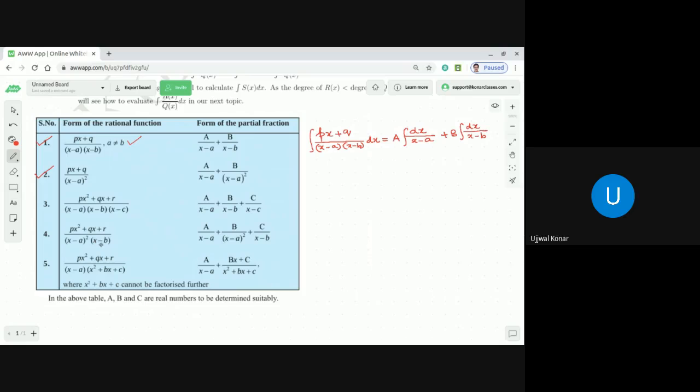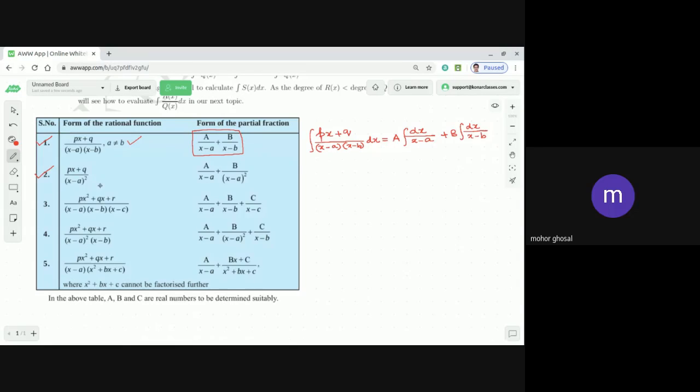By the way, one point is that in the first case, the denominator is x minus lowercase a into x minus lowercase b. And one condition is that lowercase a should not be equal to lowercase b. In that case, we cannot perform the partial fraction of this type. Now, in case a is equal to b, then case 1 is actually getting transformed to case 2, correct or not? The denominator becomes x minus a whole square.